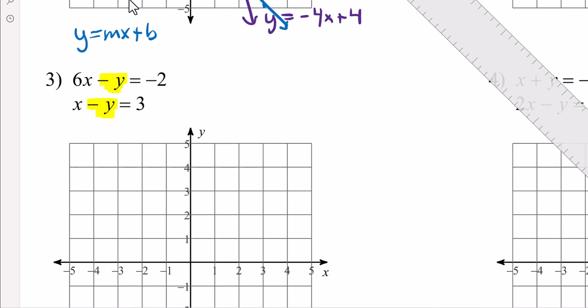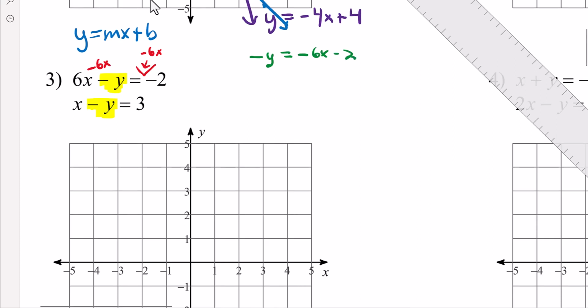So for this top equation, to get the negative y by itself, I'm going to subtract 6x, and when we do that, we're going to insert the subtract 6x next to the equal sign. So what we have left is negative y is equal to negative 6x subtract 2.